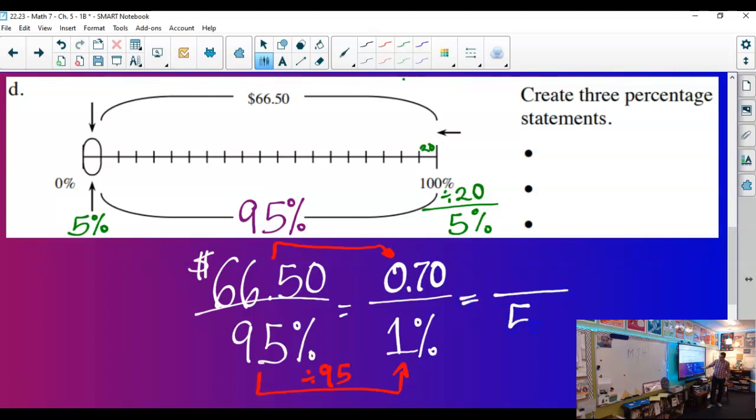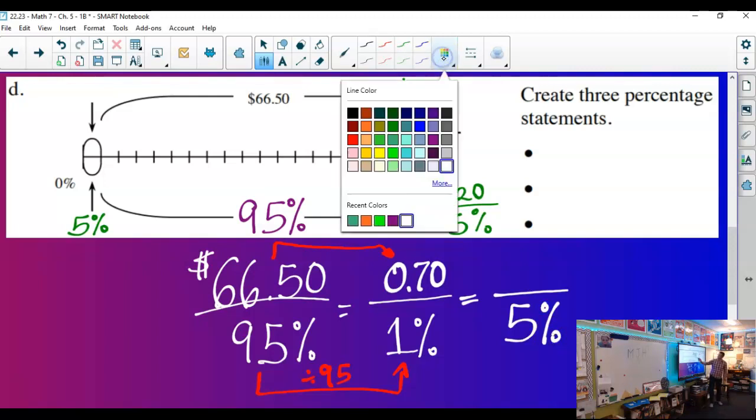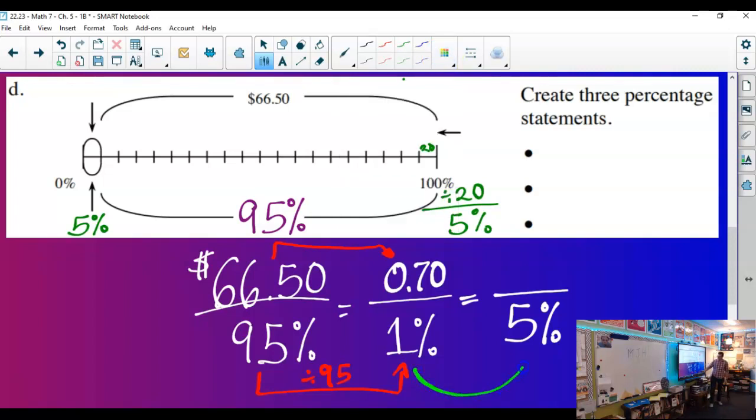Can I now get to 5%? Yeah. By doing what? 95 times 5, because we're only ever allowed to multiply or divide. 3.5. It's money. Go 2 decimal places. Guys, the 10% rule is great, but when the 10% rule won't really work well, use a different rule.